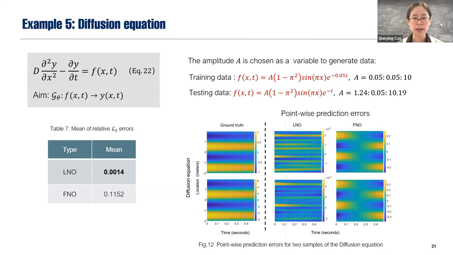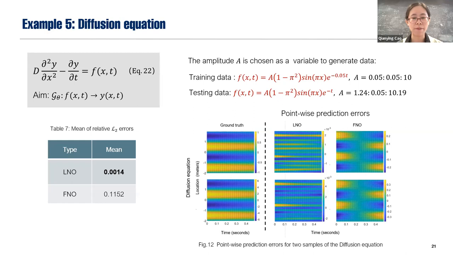Table 7 indicates that the predictions made by LNO exhibit a higher level of accuracy than FNO. Figure 12 displays error plots for two representative test samples for each neural model. The errors of LNO are two orders of magnitude smaller than those of FNO.